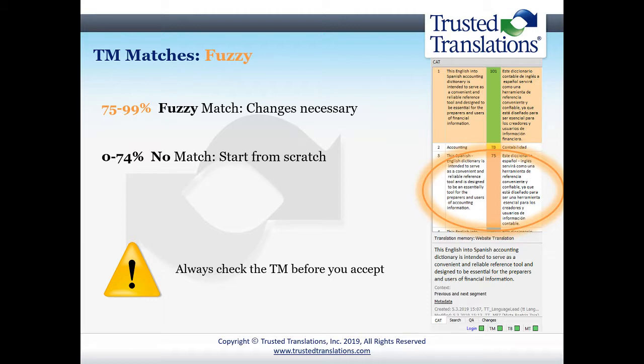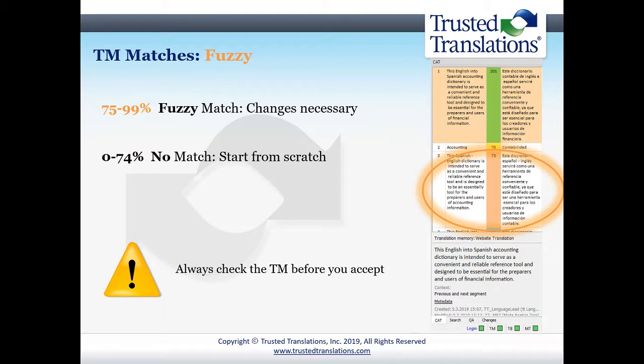Beneath the exact matches, we have what are called fuzzy matches, which are matches between 75 and 99%. The translator will definitely have to make some changes to adapt fuzzy matches to the source text. A fuzzy match might occur between, say, two birth certificates from the same country. Most of the text is going to be identical, but the names and dates will be different. Fuzzy matches appear in orange.